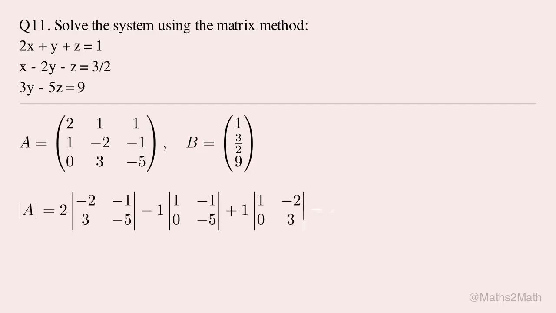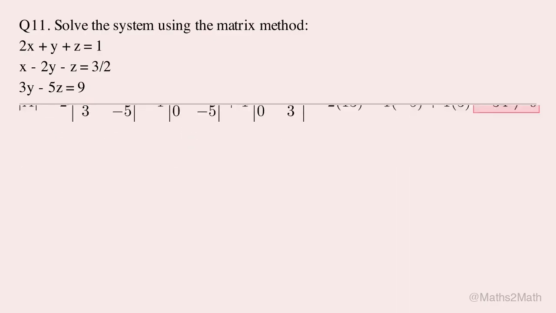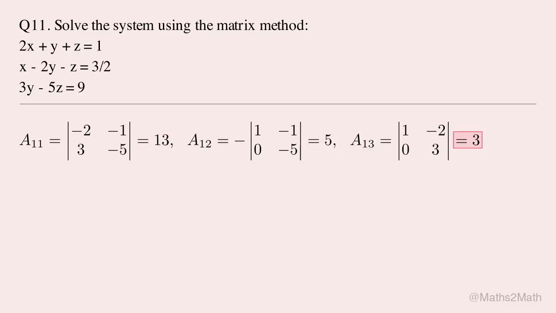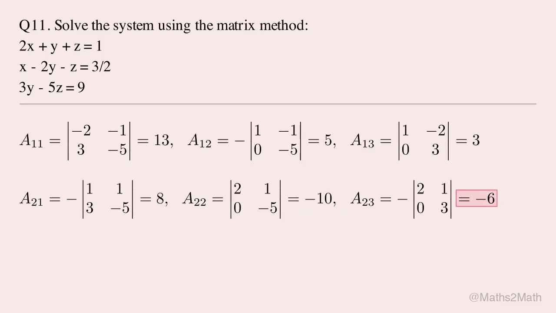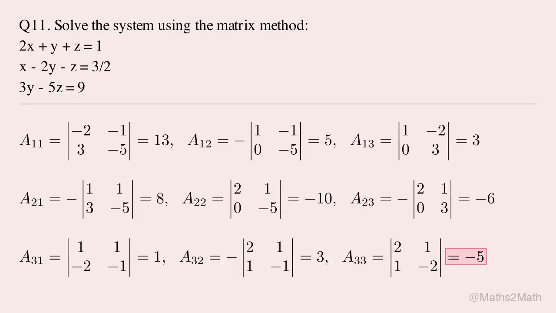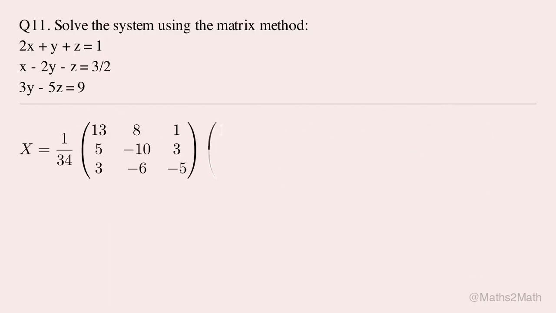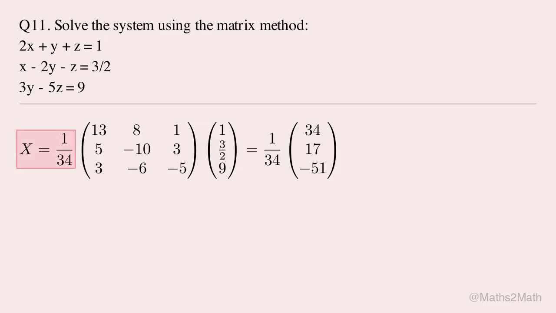Expand the determinant along the first row. 2 times 13 minus 1 times minus 5 plus 1 times 3, which is 34. Cofactors of row 1. Cofactors of row 2. Cofactors of row 3. Transpose for the adjoint, then multiply by b.